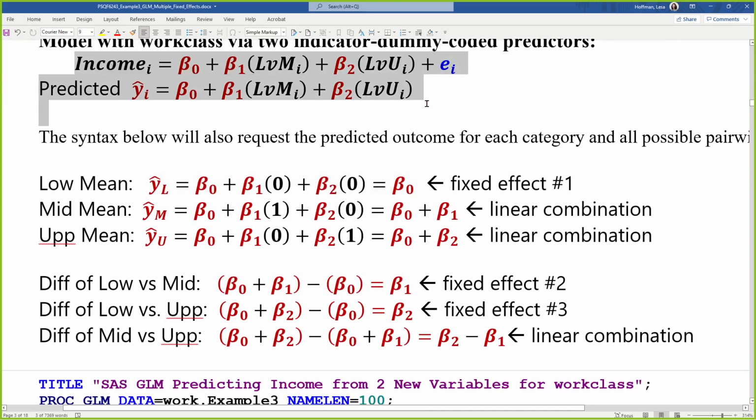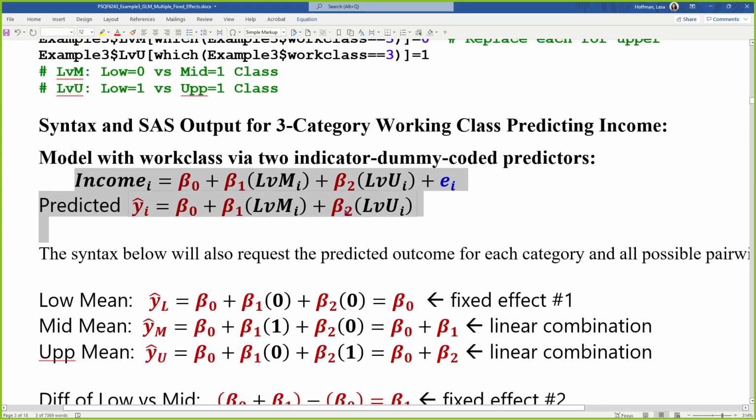So here's my model then. So note, working class, the original variable, is not in my equations and it's not going to be in my code. Working class as the original 1, 2, 3 predictor variable has served its purpose, it's done. It is to be replaced by these 2 new 0, 1 indicator dummy variables that we just created.